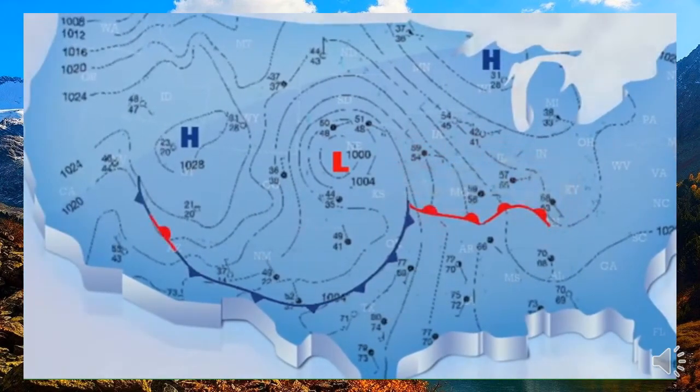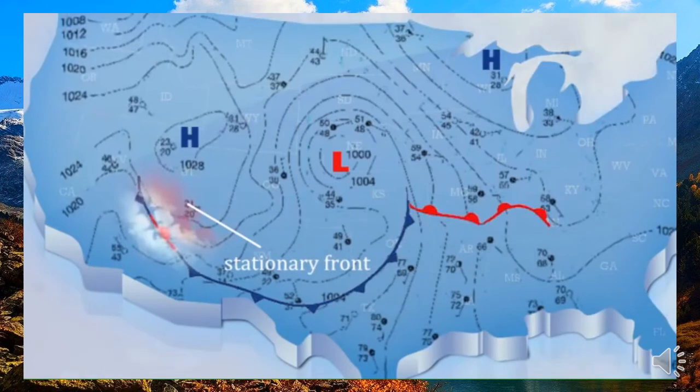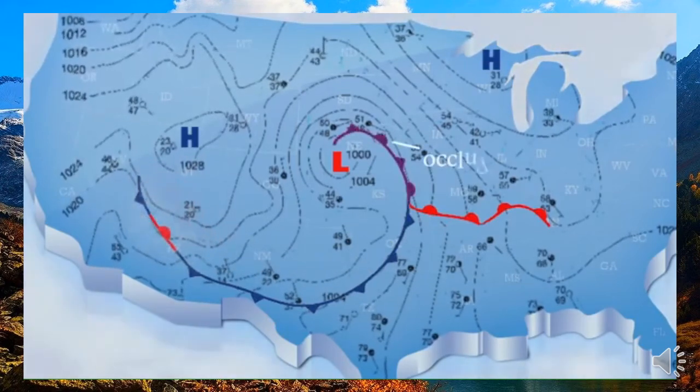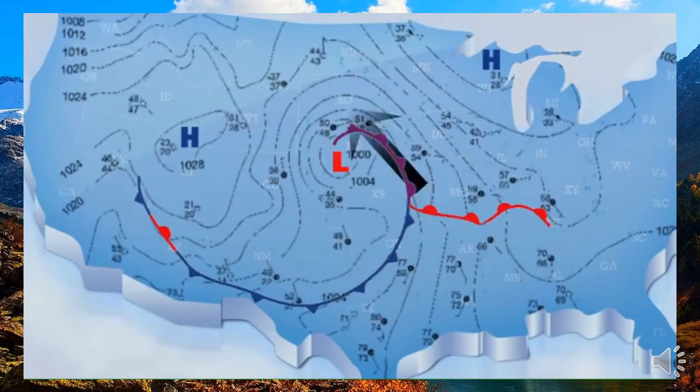A line having alternating cold and warm front symbols is a stationary front. This means there are two different air masses next to each other, but neither one is moving. A purple line with the cold and warm front symbols on the same side is called an occluded front. When this is present, it means the low pressure system is beginning to fade away.